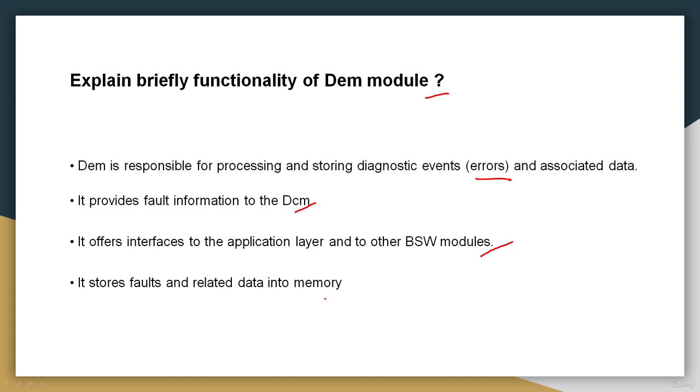It stores faults and related data into memory. So whenever a fault occurs, we need some extra data so that we can identify the fault, the symptoms, and the root cause. So there's also certain data associated with the fault that the DEM stores in the memory.